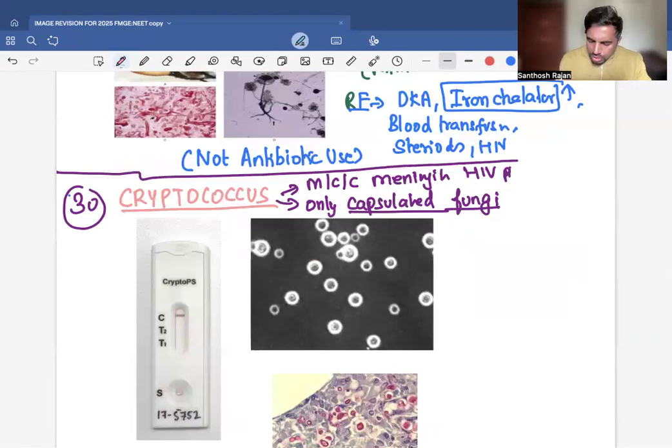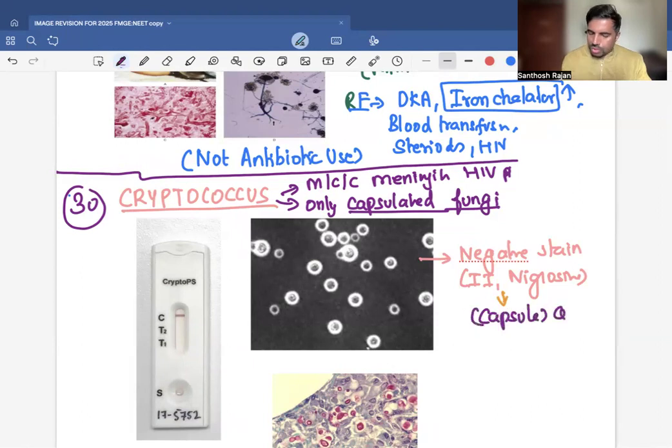So when you are given this picture, this is a negative stain. You see the capsule, no? This is a negative stain for capsule. You know, Indian ink and nigrosin are the two important negative stains we use. So the background is stained, and you can see the capsule. This is basically for the capsule. Okay, that's one question that is frequently asked.